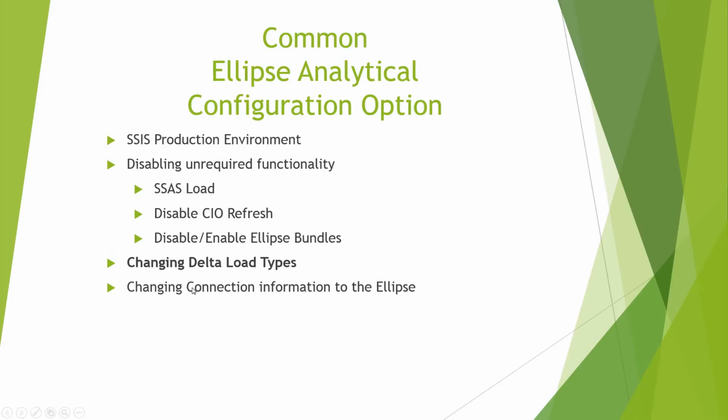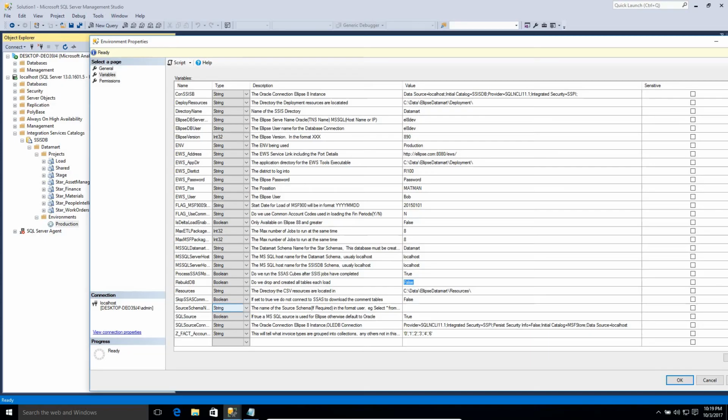We will now discuss changing the delta load types. I have the production environment open and I'm on the Variables tab. First thing to note is the flag that enables the delta load functionality. If this is set to false, the delta loads will not be loaded and full copies of the tables will be transferred from Ellipse into the DataMart. If this is set to true, then the delta load mode will be enabled.